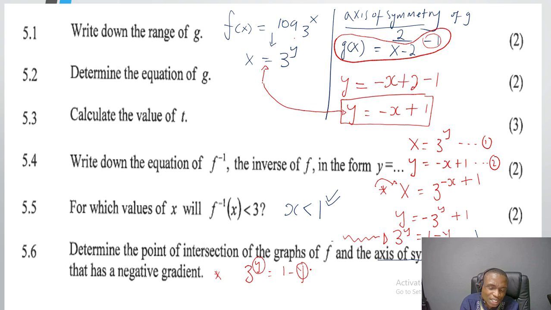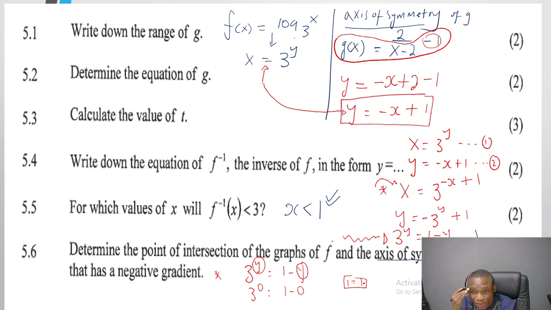Because if y is 0, if I put 0 on the left, I'm going to have 3 to the exponent 0. And if I put 0 on the right, I'm claiming that my y is 0, so 1 minus 0. So 3 to the exponent 0 is 1, and 1 equals 1. So the two functions, the axis of symmetry and also the function f, meet where y is 0.